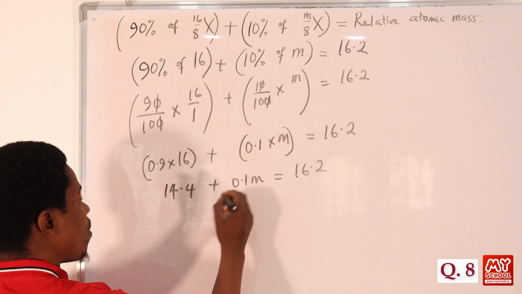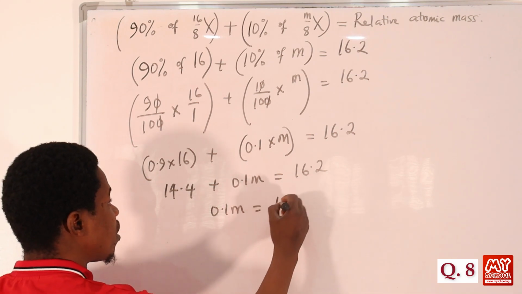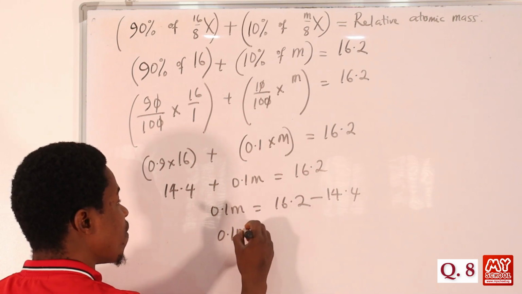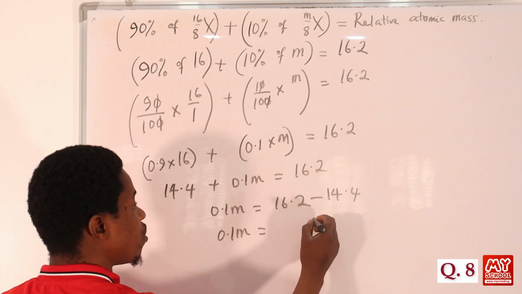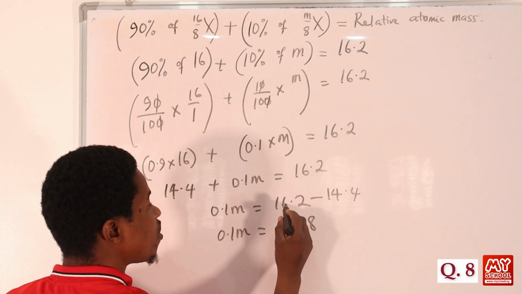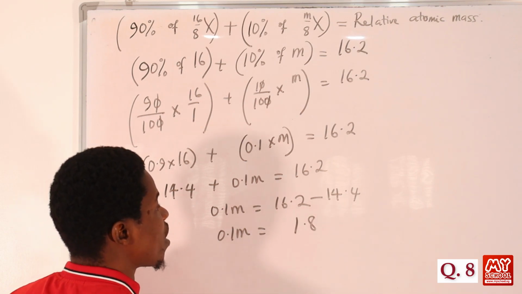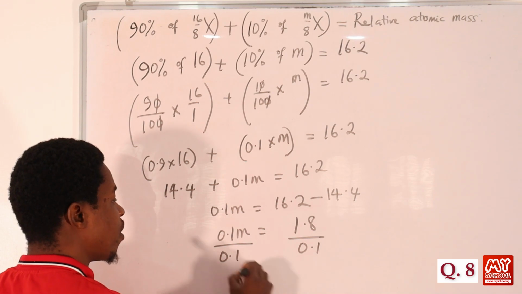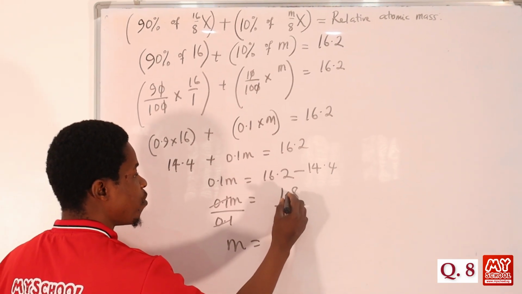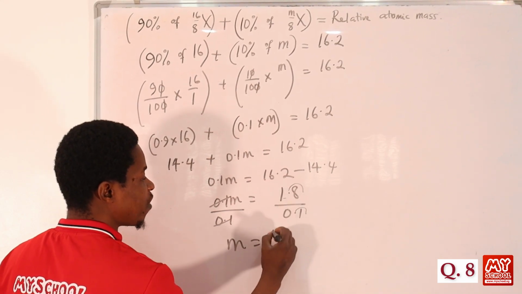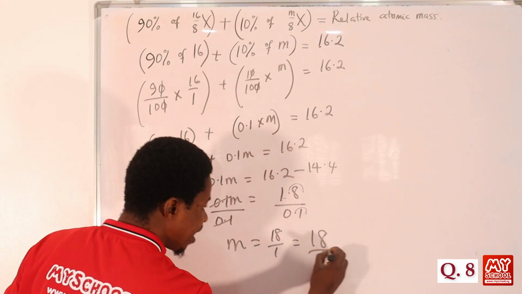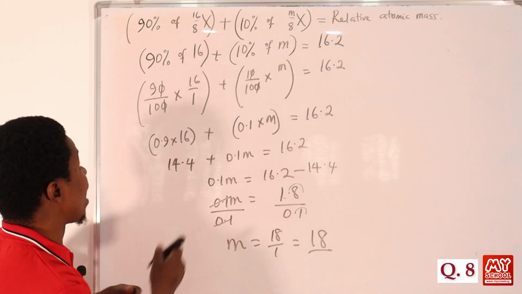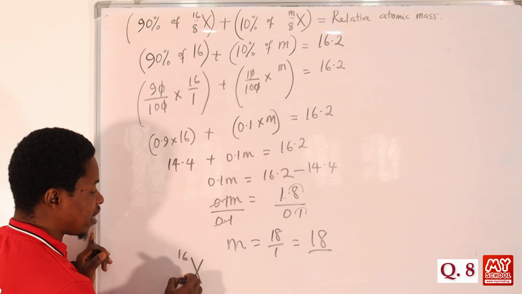We can move this to this side so that we have 0.1 M equal to 16.2 minus 14.4. If we subtract 14.4 from this, that gives us 1.8. So divide both sides by 0.1. M should be equal to 18 over 1, so that is actually equal to 18. Which means that the mass number here is 18. So we can write the two isotopes as 16, 8 and the other one is 18, 8 of X.